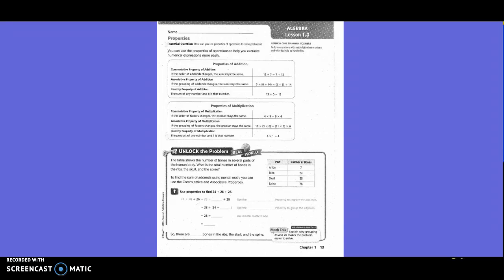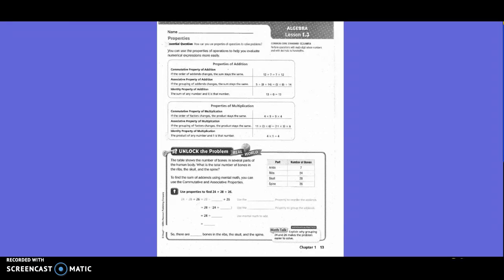Okay. So commutative property is if the order of the addends change, the sum stays the same. So it doesn't matter if you have 12 plus 7 or 7 plus 12, you're still going to get 19, right? Or the same answer. Associative property of addition. If the grouping of addends changes, the sum still stays the same. So basically, it doesn't matter where the parentheses are within the equation, you're still going to get the same thing because you're adding. Identity property of addition. The sum of any number and 0 is that number. So basically, anything plus 0 is still going to do the same thing.